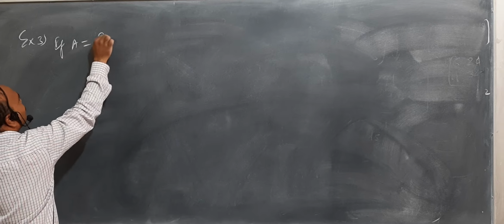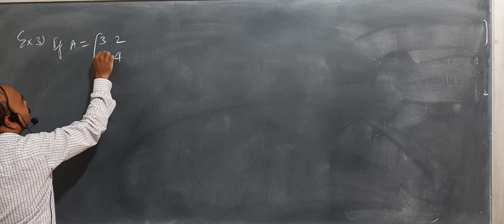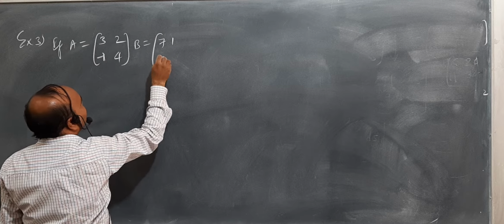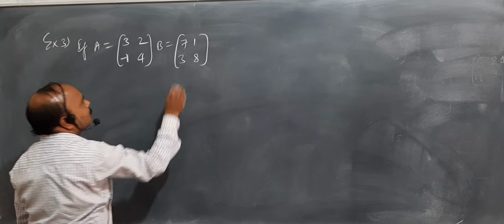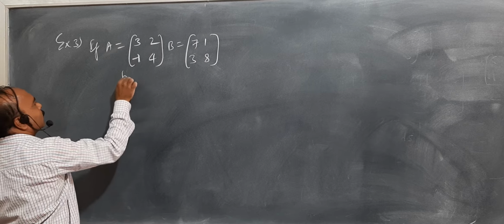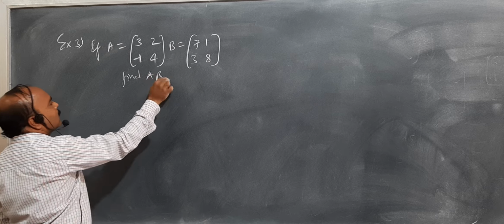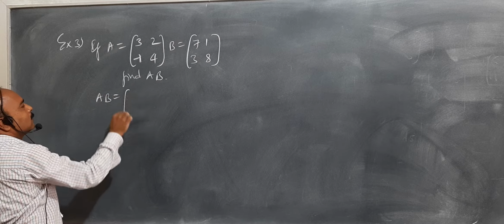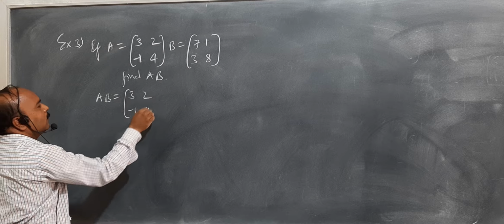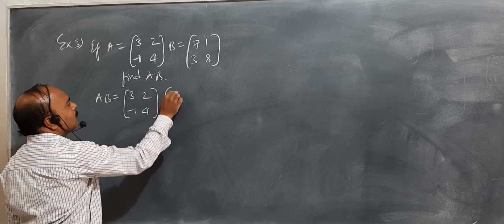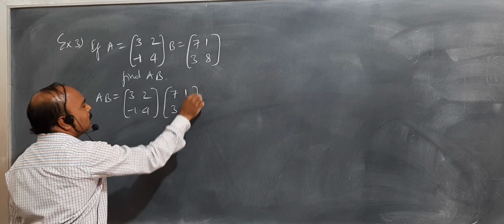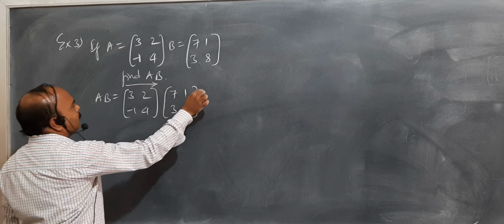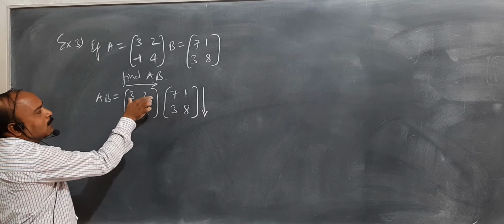A equals 3, 2, minus 1, 4, B equals 7, 1, 3, 8. Now find AB. Now AB is calculated by a similar method. It is 3, 2, minus 1, 4 into 7, 1, 3, 8. It is written like this first. Now we write the arrow mark, that is, row is multiplied with column.